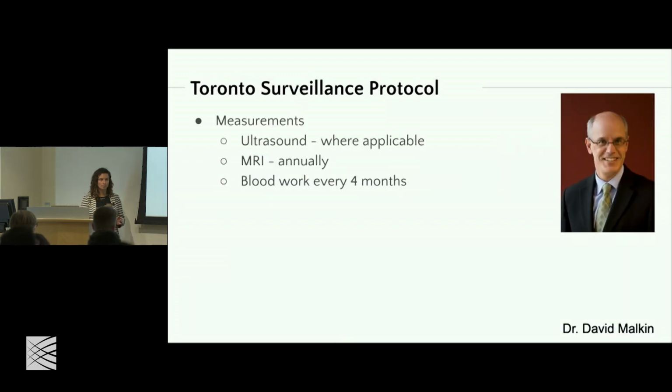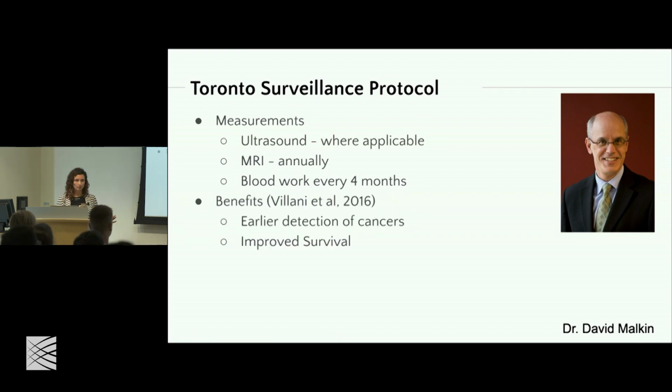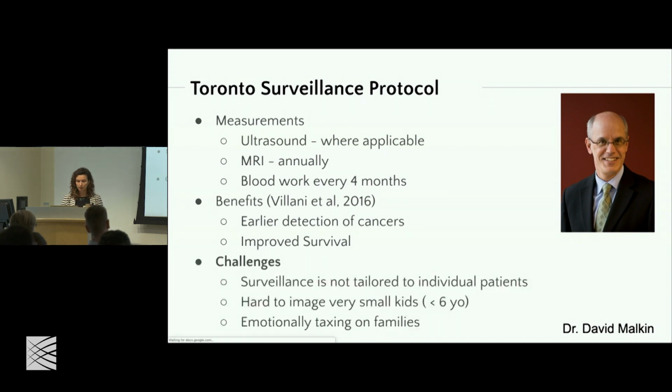There is a surveillance protocol. It's called the Toronto Surveillance Protocol, though now it's used around the world. It was created by Dr. Malkin, who is my very close collaborator. They do measurements, ultrasounds, whole body MRI, and blood work every 4 months, just to try to detect cancer early. There are already benefits: they show greatly increased survival and early detection of cancer. So this really, really works.